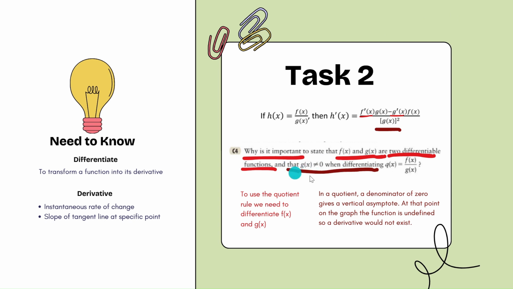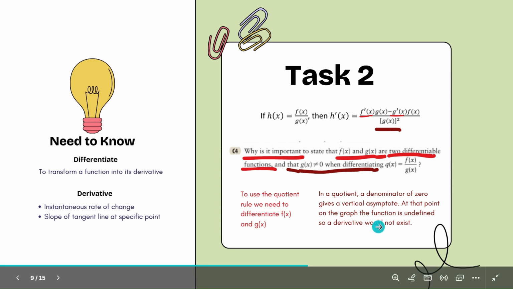Now, to answer this specific task, we absolutely need to be able to differentiate f of x and g of x in order to use the quotient rule. And also, g of x cannot be equal to 0 because in a quotient, a denominator of 0 would give a vertical asymptote. And like we just talked about, a vertical asymptote is undefined, so a derivative would not exist at that point.